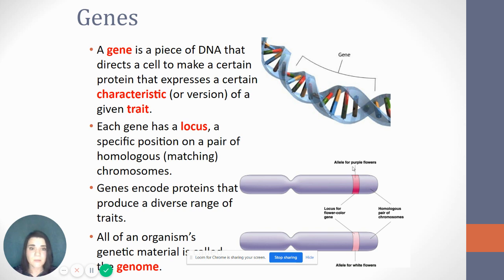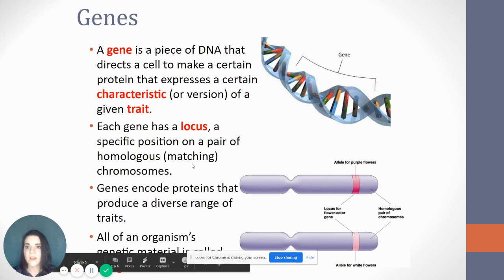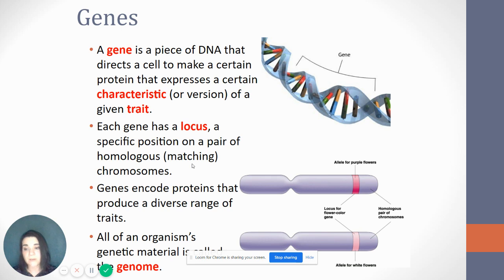flower color in pea plants. As it says, allele for purple flowers. So, locus for the flower color gene. It says right there, genes encode for proteins that produce a wide range of traits. So again, our genetic material, our DNA, you could think of it like a recipe book for proteins. And then those proteins are actually what determine our traits.